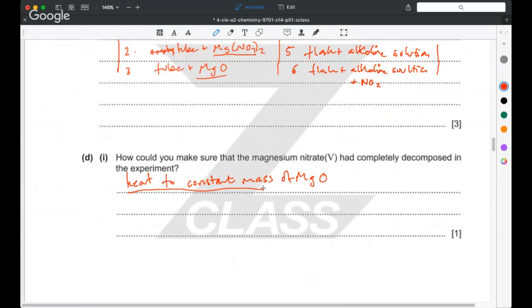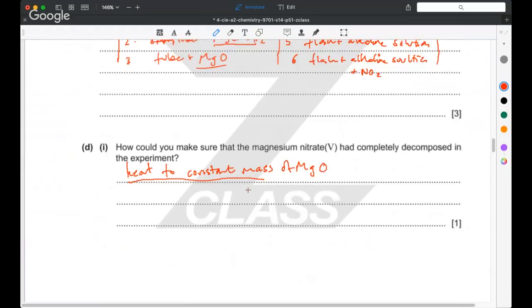All right? So you can either say all that like I did in a long sentence, or you can just say, I would heat to constant mass of magnesium oxide, and the examiner knows exactly what you're talking about. Good.